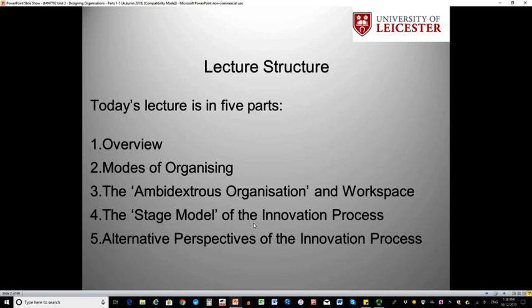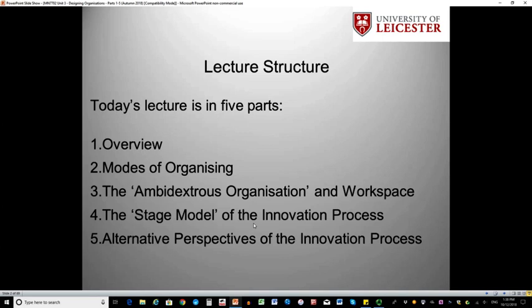And finally, we'll close the lecture, or more informal chat really, to help you through the material that I've provided online and in the course text. We'll be looking through the various alternative perspectives on the innovation process. And in particular, I want to look at what might be called the social, political and emotional dimensions of the innovation process.